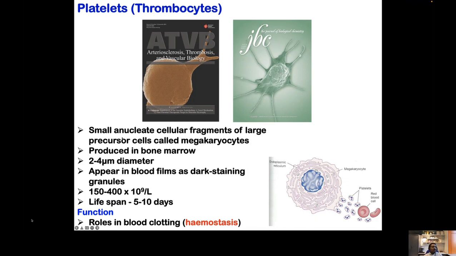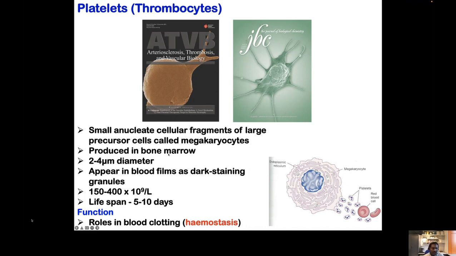Okay, so they are small anucleated cellular fragments of large precursor cells called megakaryocytes. So we've seen this before. Megakaryocytes are large cells with a large nucleus. That's what is going to produce platelets, and then platelets will enter into the bloodstream. Platelets do not have nuclei because they have all the proteins necessary for their function, and they acquire everything from their parental cells called megakaryocytes.